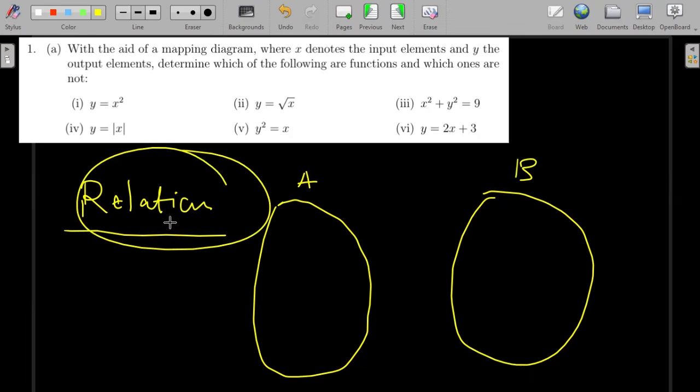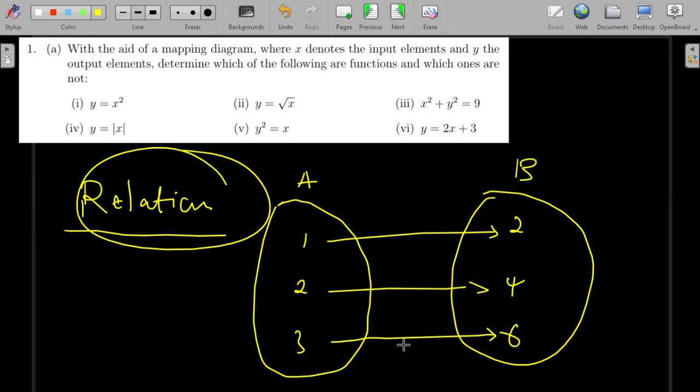A relation. So we can have maybe 1 here, 2, and then 3, and they're being mapped to 2, 4, and then let's say 6. So this 1 will go to 2, this 2 will go to 4, this 3 will go to what? To 6. So we see that there's some kind of relationship between this set and that set. If these values here are x and these are y, the relationship here will just be y equals 2x.